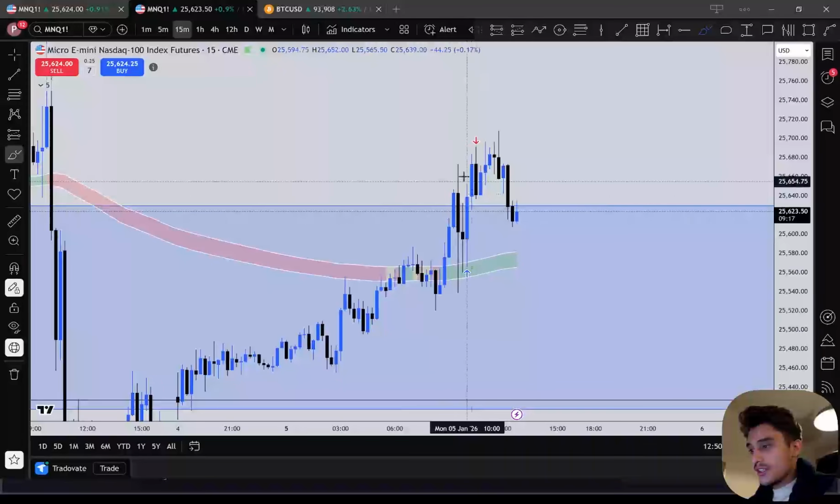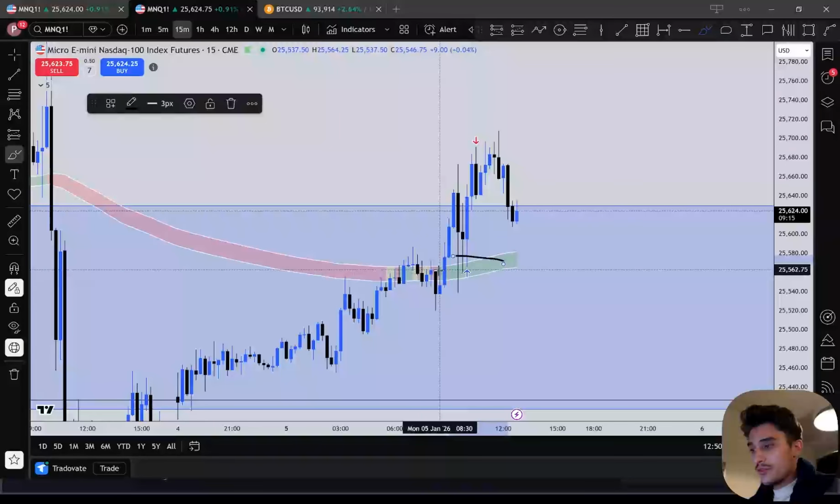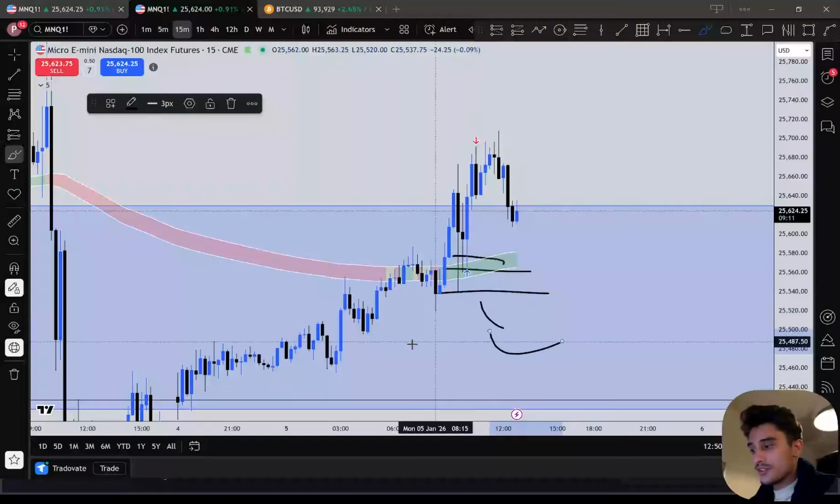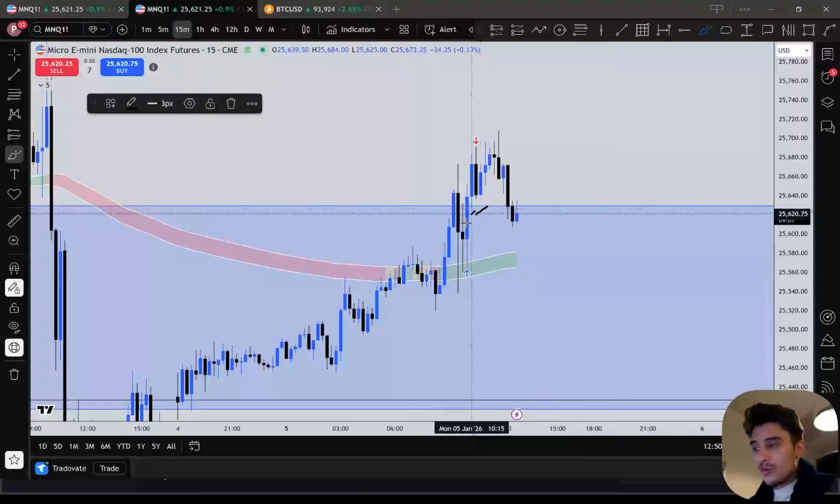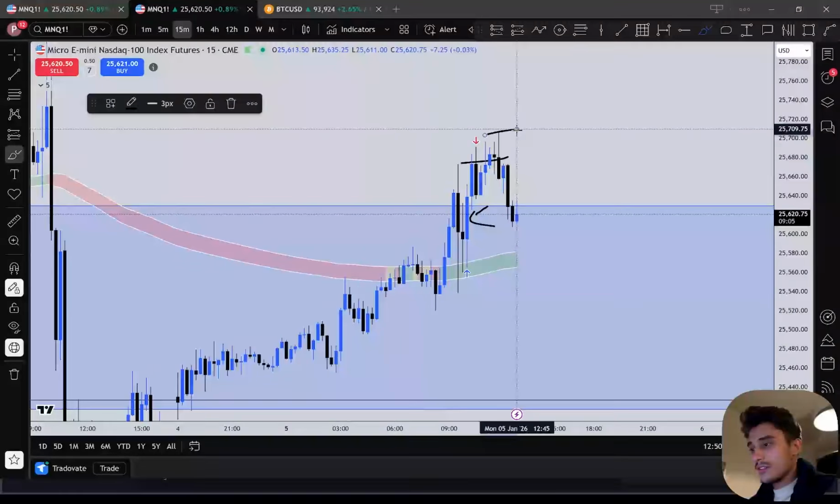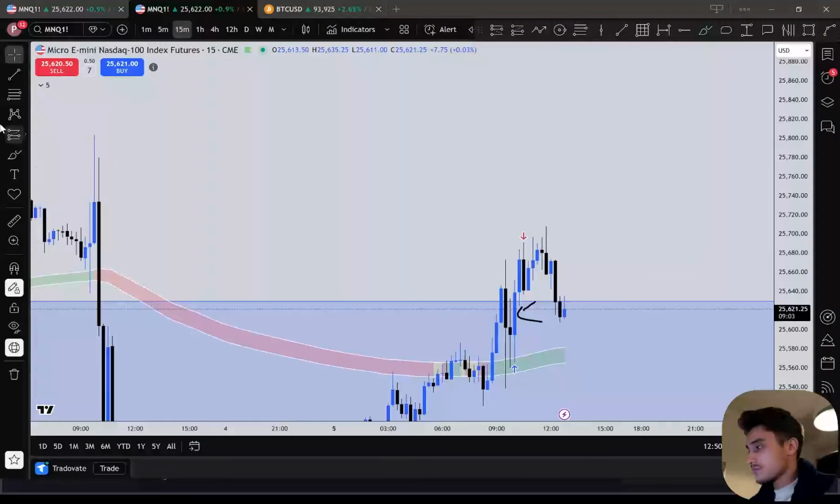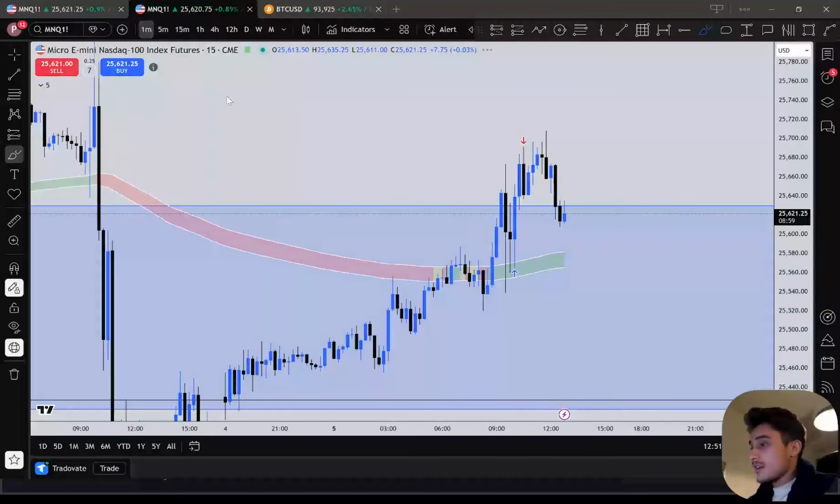Currently here, I was looking to see if this 15-minute didn't hold. If this didn't hold, I would be looking for shorts below this into the gap. However, this 15-minute held, and I was looking for a 1-minute level to trade until the highs, basically this size right here. Okay. And that's what I did.